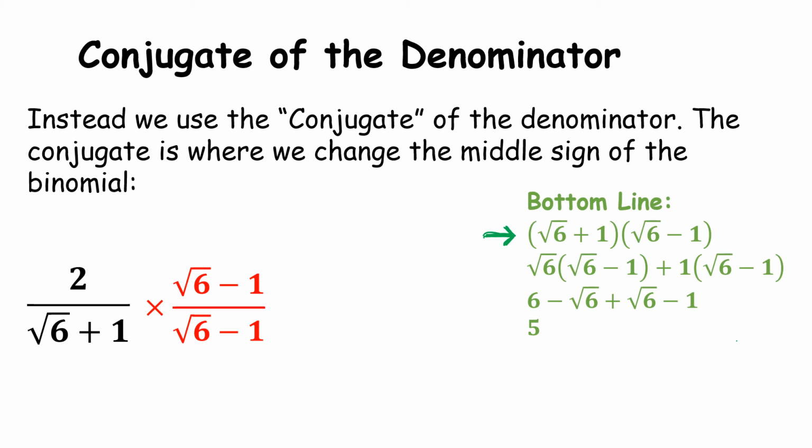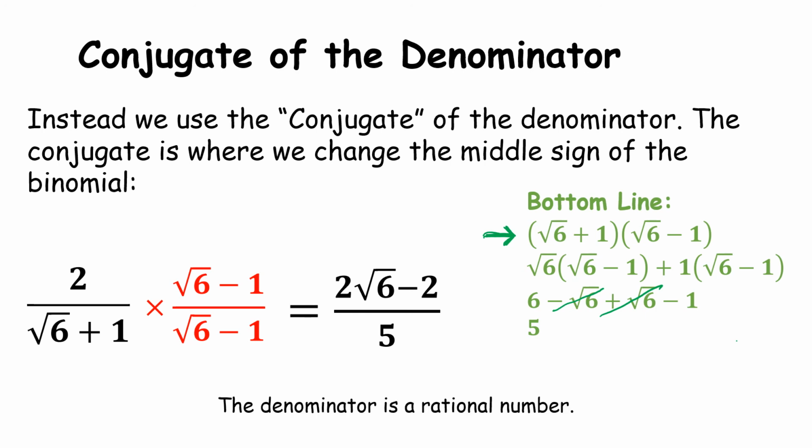So root 6 plus 1 times root 6 minus 1. But I'm going to do it out in full. Split your first bracket. And then what happens is you get a minus root 6 and a plus root 6. And they cancel. So by changing that sign, you're going to eliminate that root that was in the previous answer. So when we do that, we end up with 2 root 6 minus 2 all over 5. And now we have rationalized that denominator. That denominator, that 5, is a rational number.